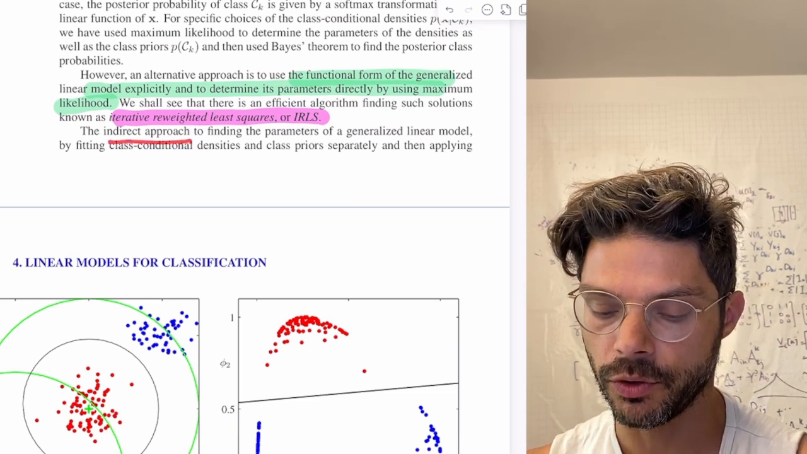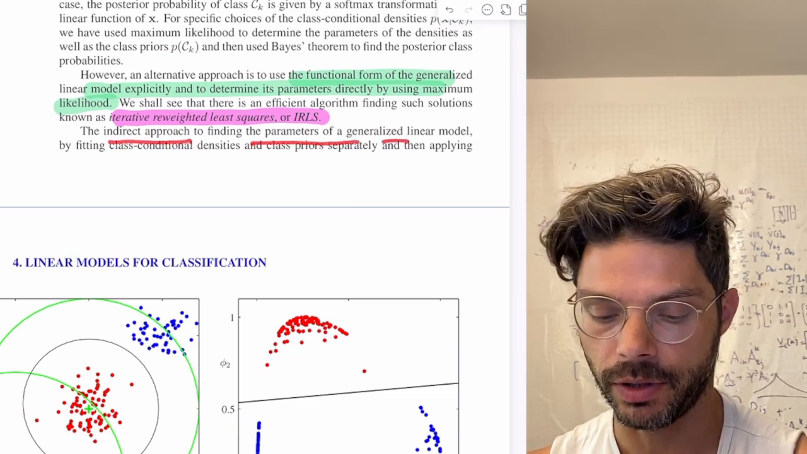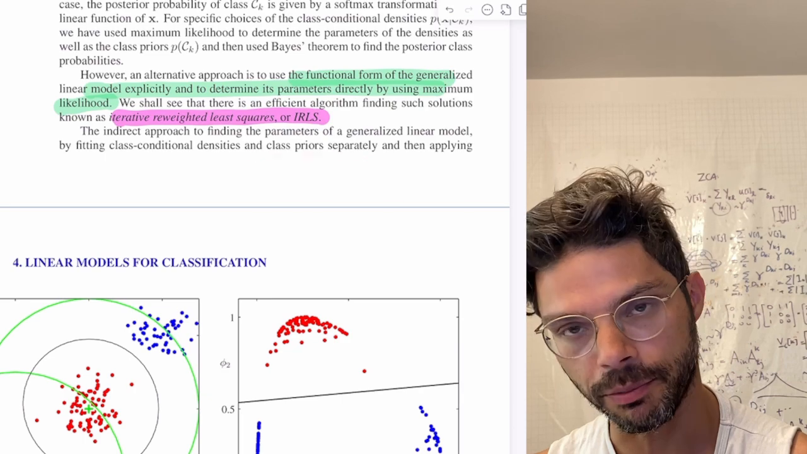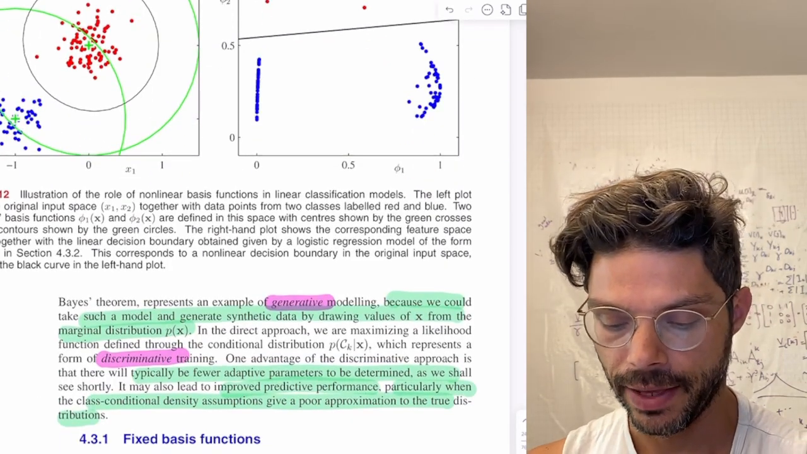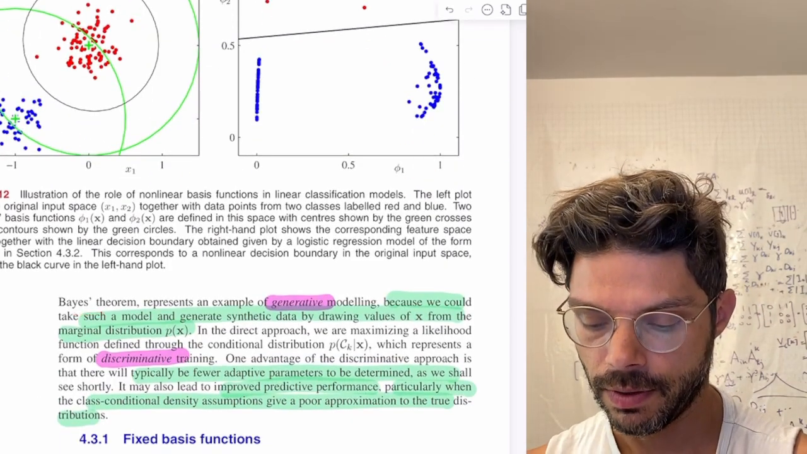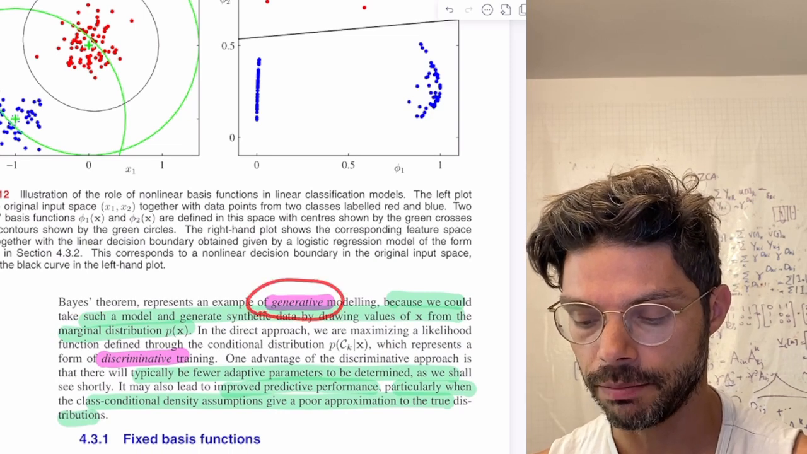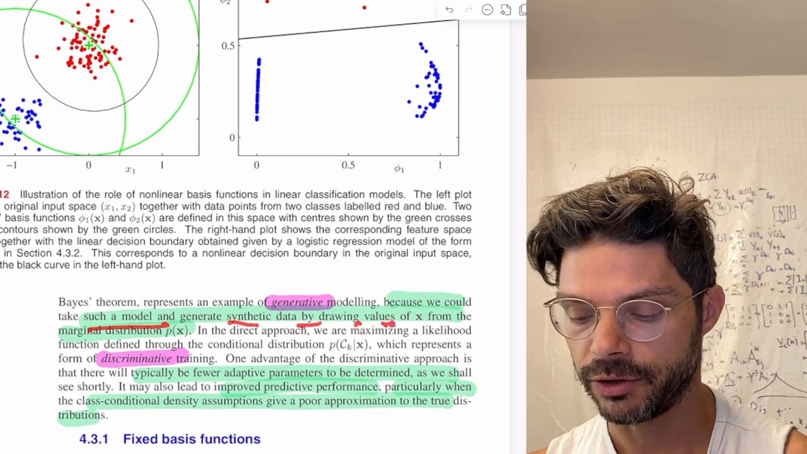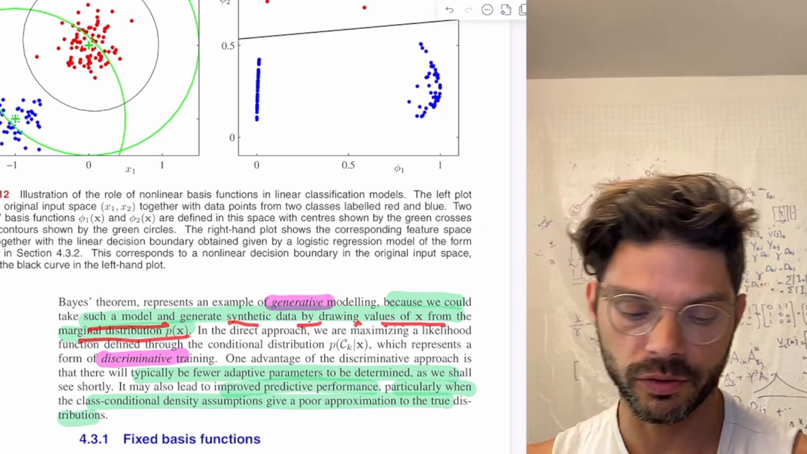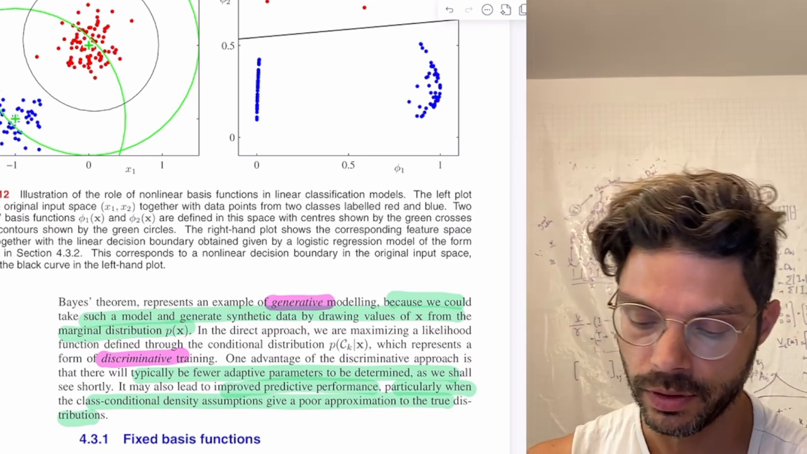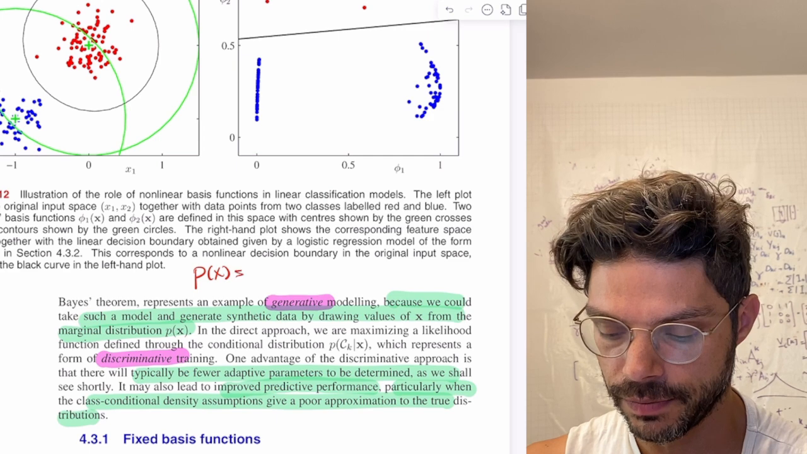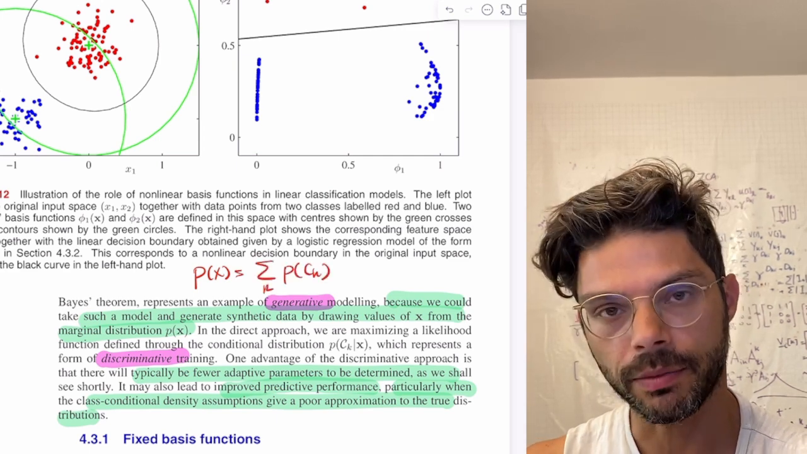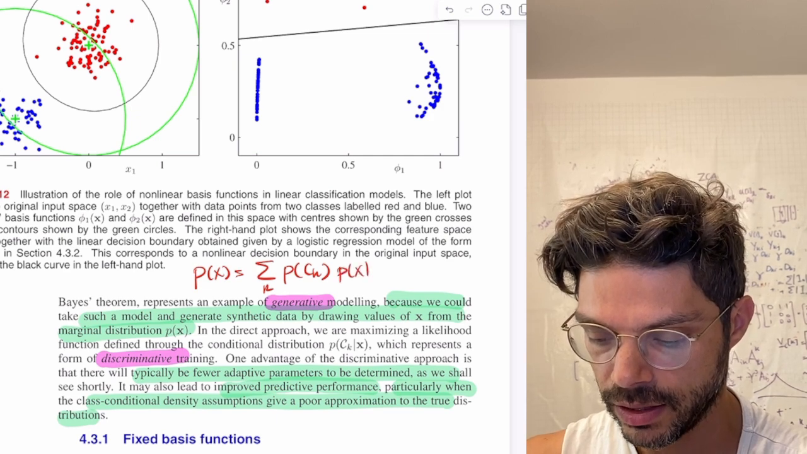The indirect approach to finding the parameters of a generalized linear model by fitting class conditional densities and class priors separately, and then applying Bayes' theorem, represents an example of generative modeling because we could take such a model and generate synthetic data by drawing values of x from the marginal distribution. So remember that the marginal distribution, well, what is that? That's going to be P of x, and it's going to be the sum over all of our classes of the prior of that class times P of x given CK.